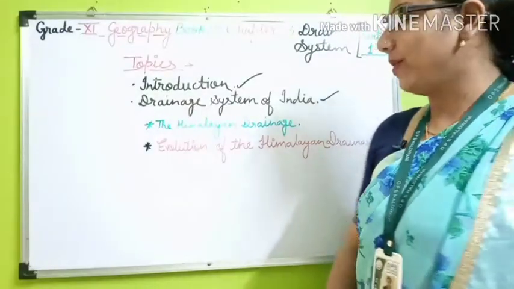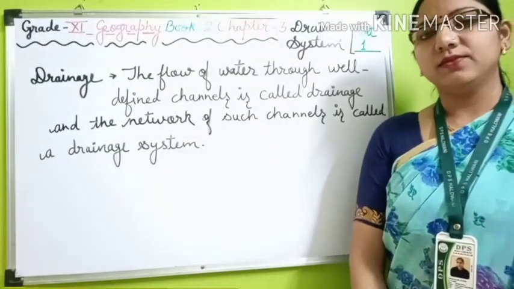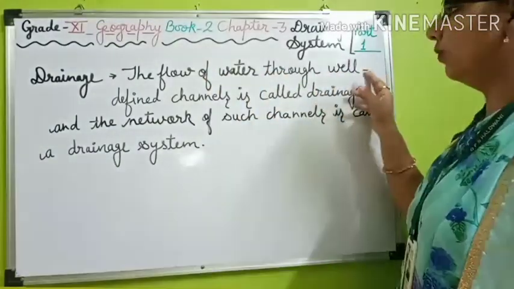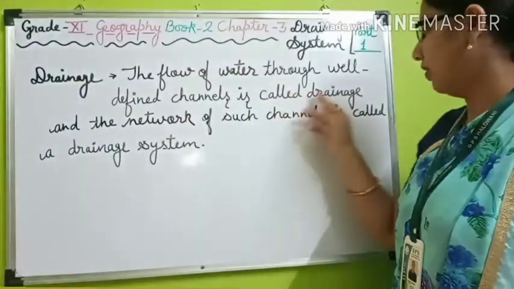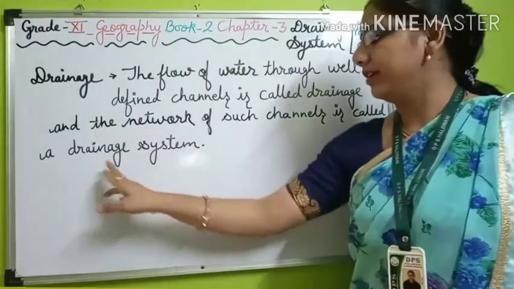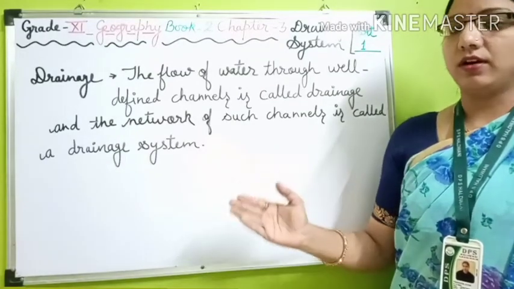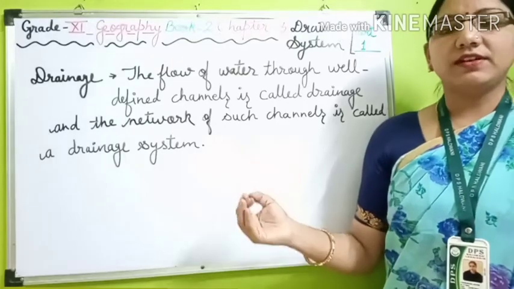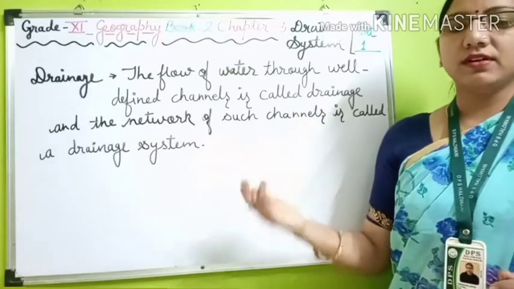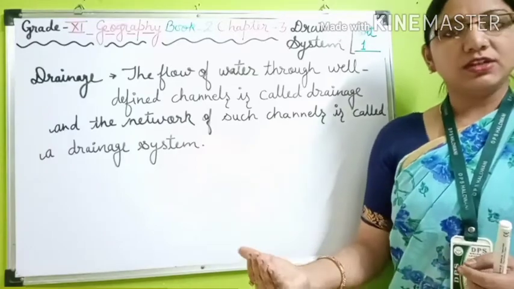So let's start from our today's first topic, that is introduction. Students, let's see what is drainage. The flow of water through well-defined channels is called drainage, and the network of such channels is called a drainage system. An area drained by a river is called a watershed, which is divided by a line that separates the watershed of one river from the adjoining ones. It is also known as the catchment area.